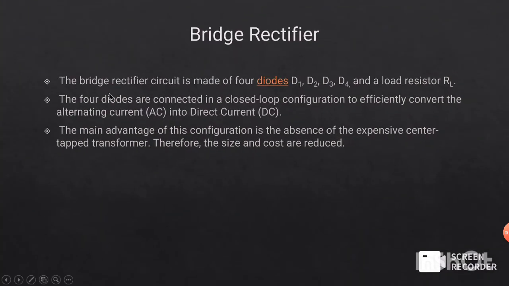Now, the other type of rectifier that we have is the bridge rectifier. The bridge rectifier circuit is made up of four diodes: D1, D2, D3, and D4, and a load resistor RL. The four diodes are connected in a closed loop configuration to efficiently convert the alternating current AC into direct current DC. The main advantage of this configuration is the absence of an expensive center tap transformer. Therefore, the size and cost are reduced.